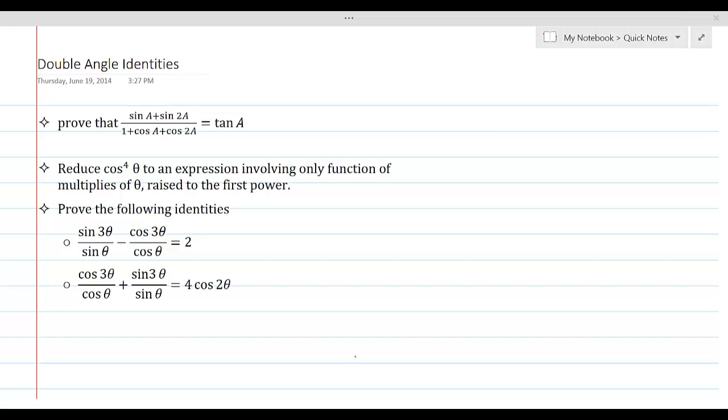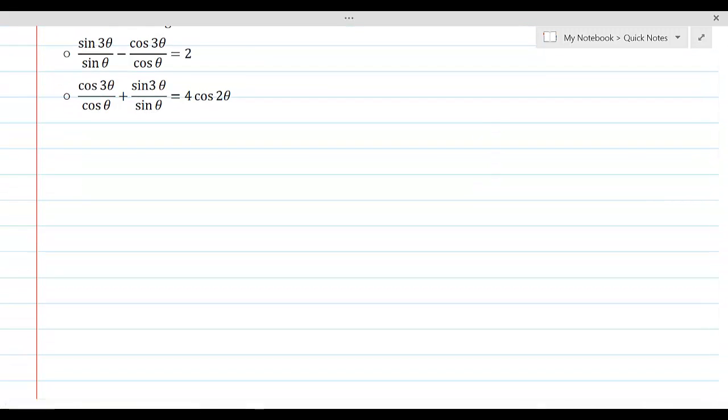In this lesson, we will continue to derive more trigonometric identities from the basic trigonometric identities. Let's get started with the first one.